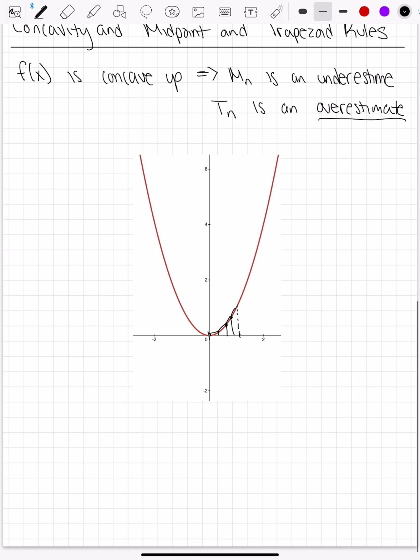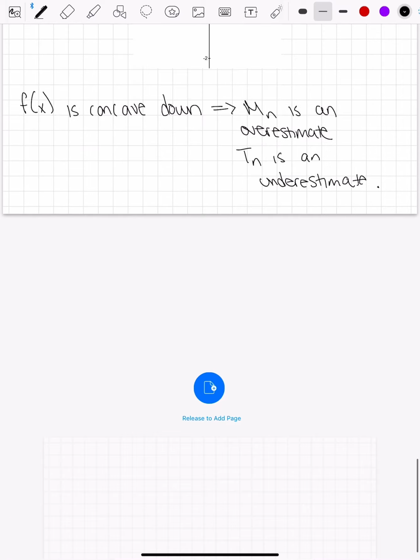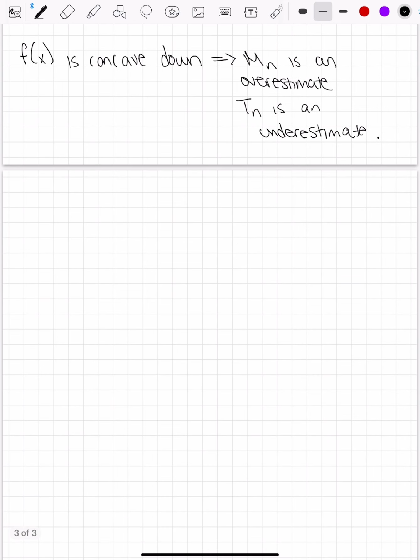And then the opposite happens when it's concave down. Right, in that case, the midpoint rule is an overestimate, and the trapezoid rule is an underestimate. Right, and the absolute error works the same for all of the numerical integration techniques.